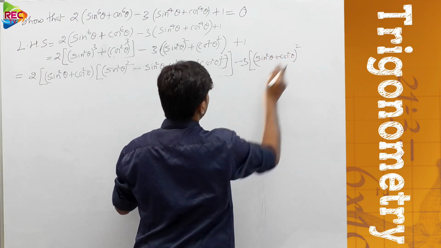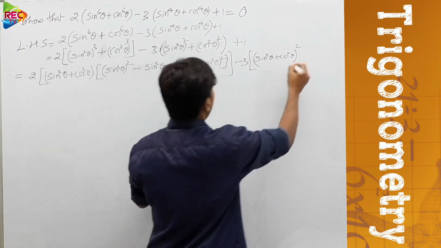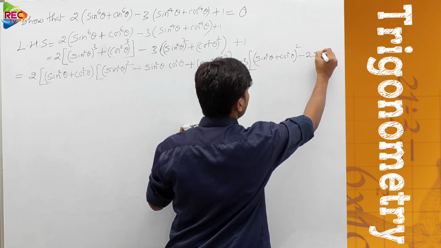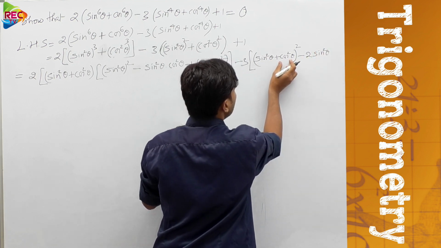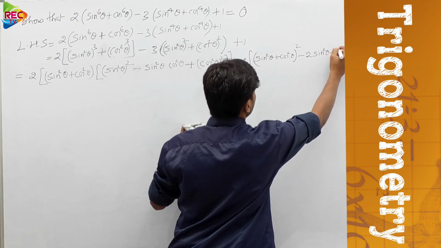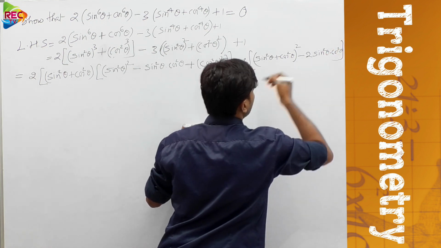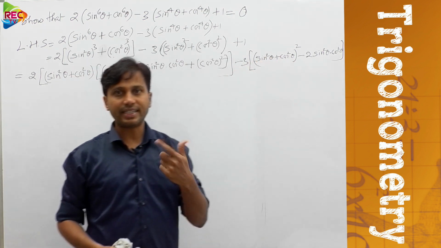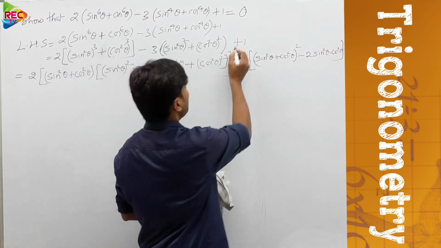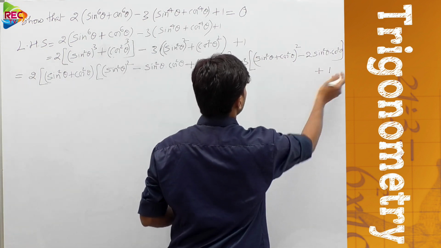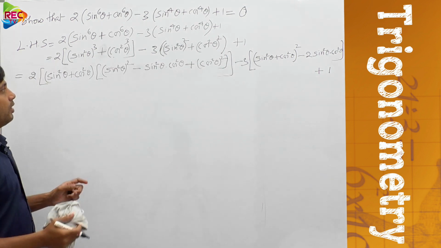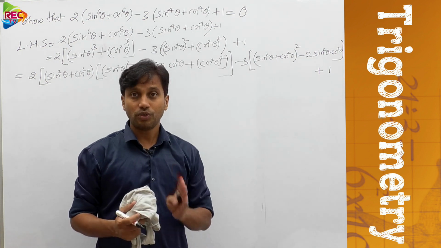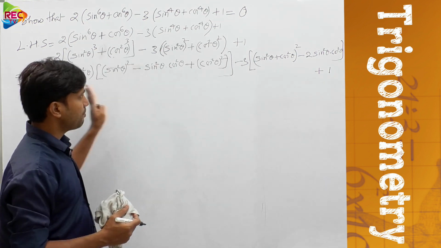A plus b whole square minus 2ab. 2 into a, sin square theta, into b, cos square theta. We rewrite it like that, and plus 1 is there. I am writing here plus 1. Now it is looking clumsy and like a very big expression, but don't worry about that, it is a very simple one.